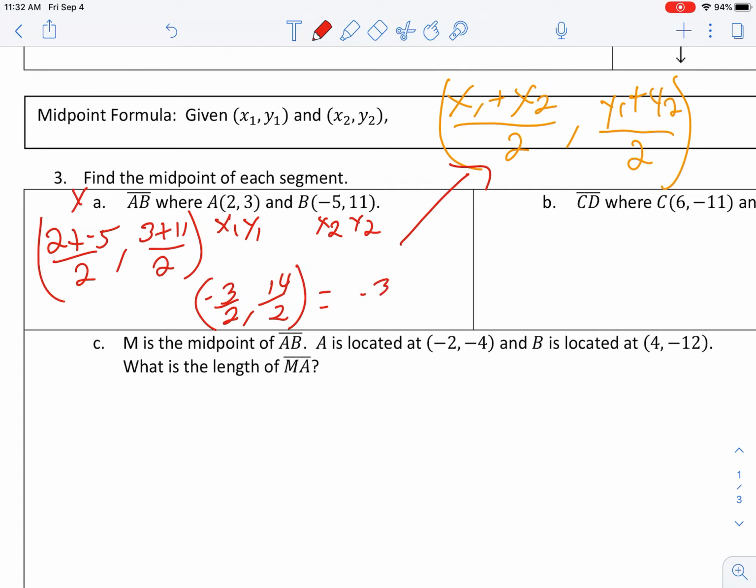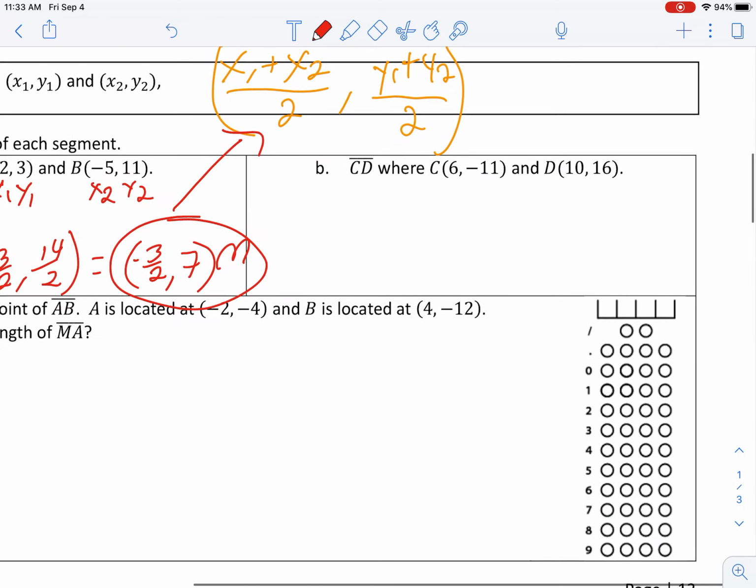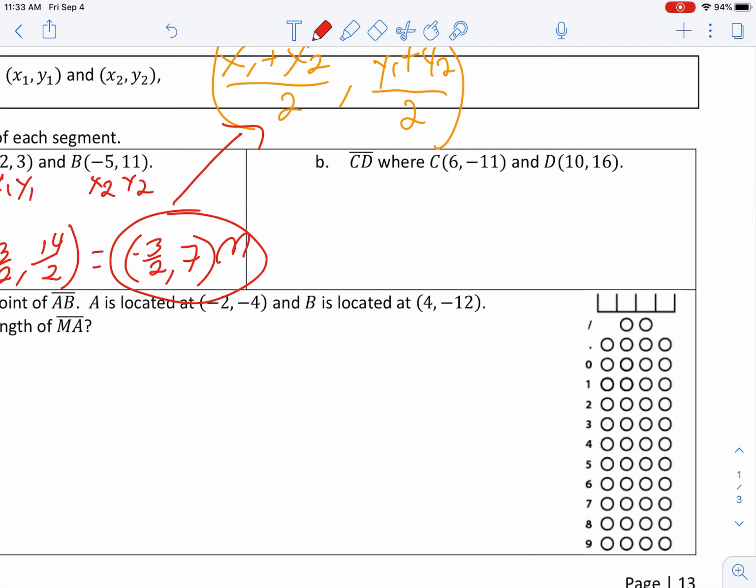Divide what you can, and -3/2, again, I'll take either one, the fraction or the decimal. I just will go with the fraction. And therefore, the midpoint of this segment, AB, is at -3/2, comma 7. Add up the x's, divide by 2, add up the y's, divide by 2.